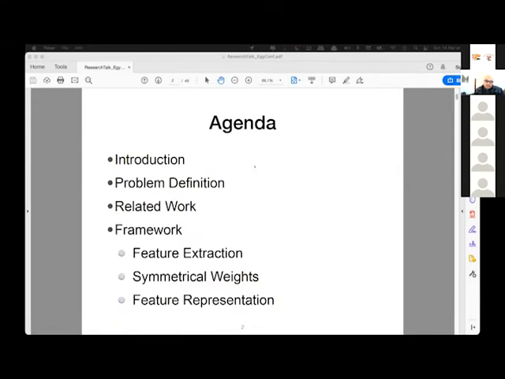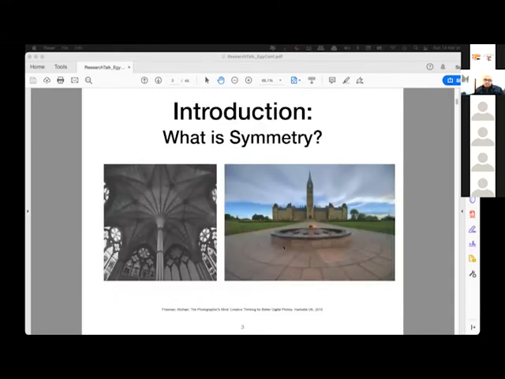So this is our agenda. We'll try to give an introduction and explain what symmetry is, and after that we define what problems we try to solve, what kind of related work we have so far, and what kind of framework we presented. We have a lot of points, but I think we'll try to cover the first one, based on the time. After that, we can keep the rest available if someone wants to see the rest.